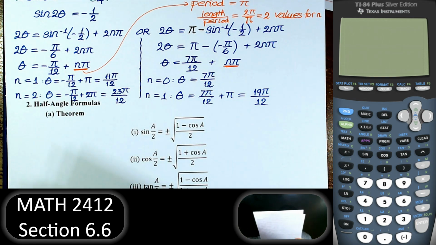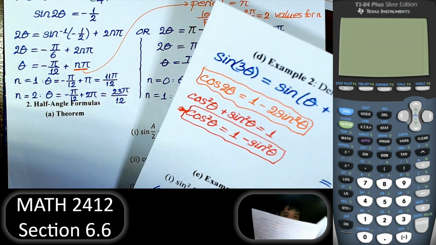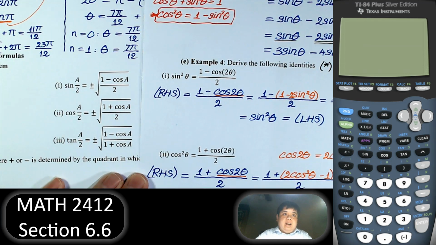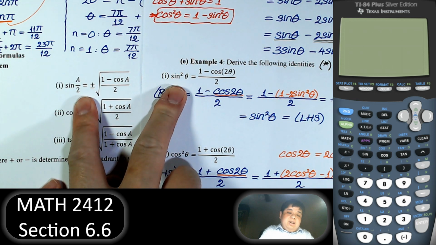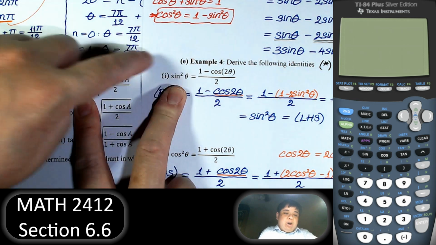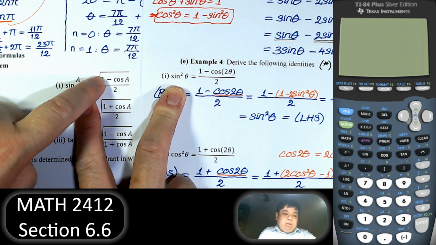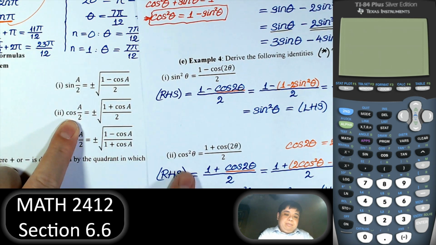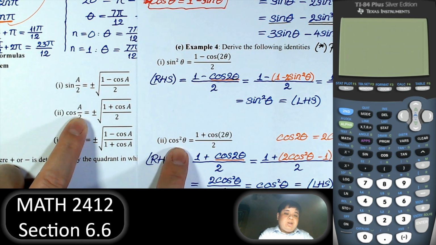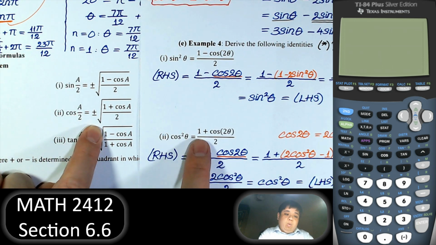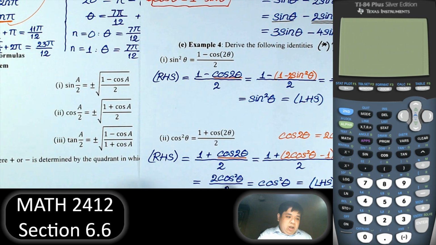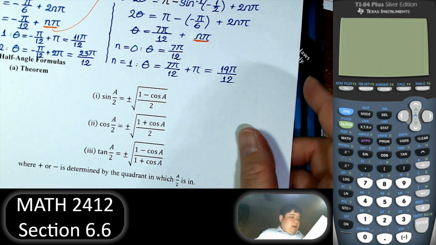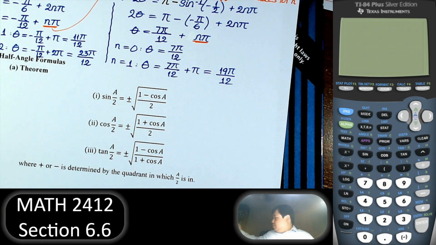Of course, if we compare that with the power reducing, you will see that they are very similar. The sine square, if we take the square root on both sides, is plus or minus the square root of 1 minus cosine of the angle, divided by 2. Cosine square, if we take the square root on both sides, is plus or minus the square root of 1 plus cosine of something divided by 2. So that's exactly where it comes from. The half angle formula comes from the power reducing.